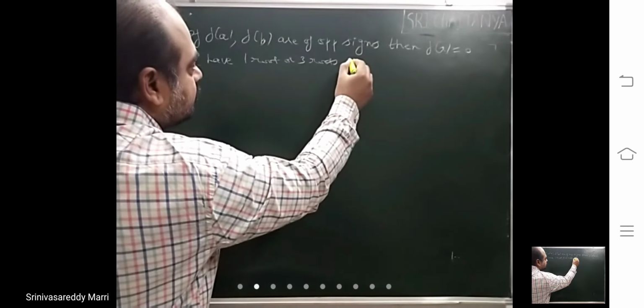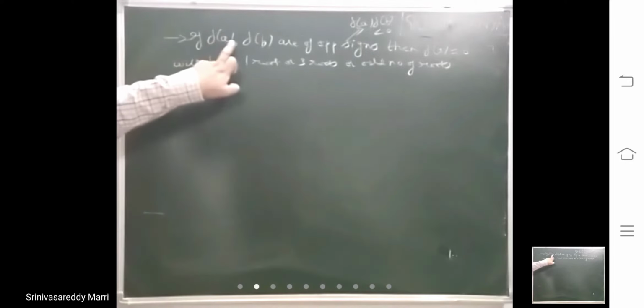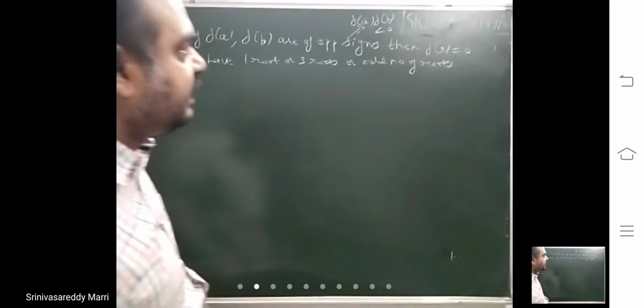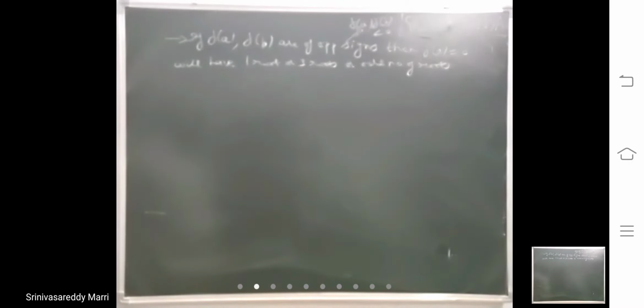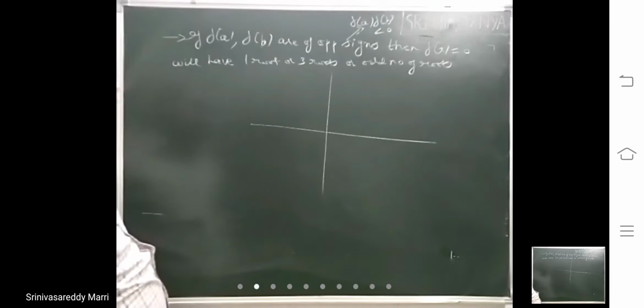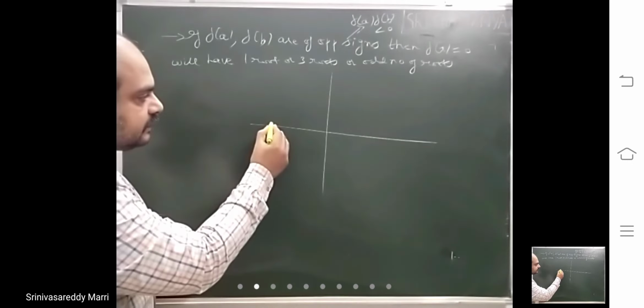Are of opposite signs means this condition you also write: f of a into f of b less than 0. Opposite signs means this plus, this minus, or this minus, this plus. That means the product will be what? f of a into f of b less than 0. Look here, now I have not told whether it is increasing or decreasing. Right? Odd number of roots in (a, b).